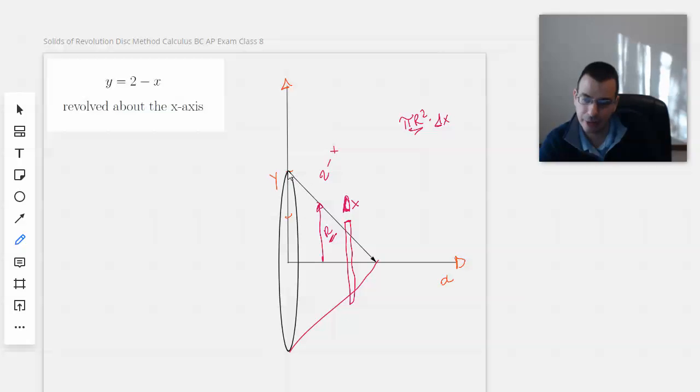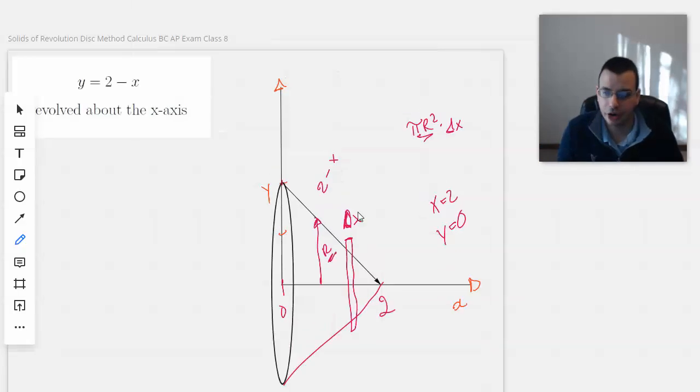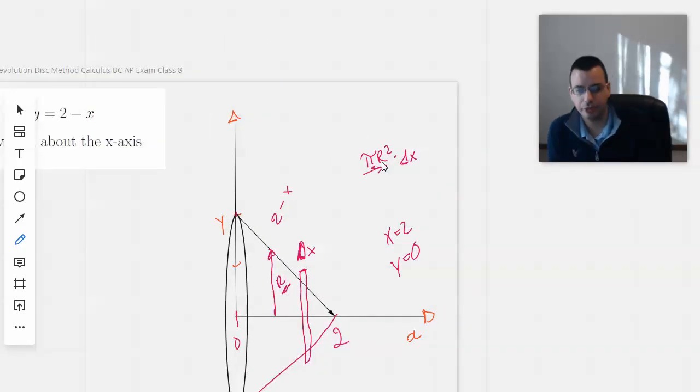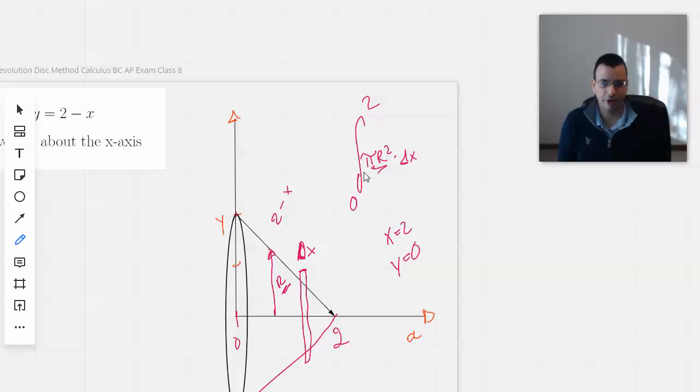We're going to do that from 0, right here, all the way up to 2, because when x equals 2, then y equals 0. That's the intercept point. So we have this minute small volume, because of the dx, and we're going to integrate from 0 to 2. The idea here is this pi r squared is basically the formula for the disk method. All it is is finding the area of the circle and then integrating.